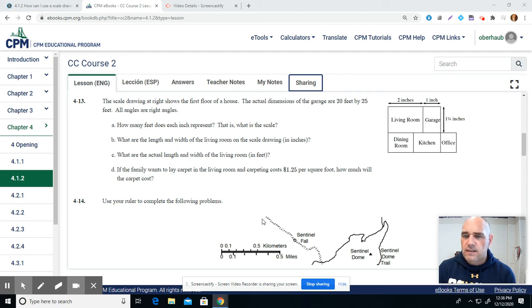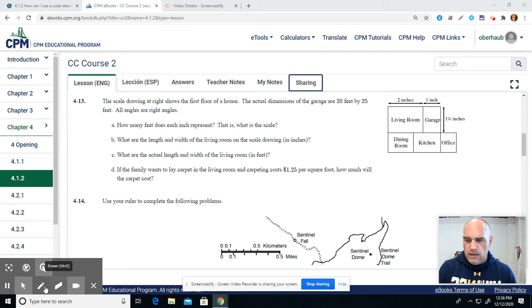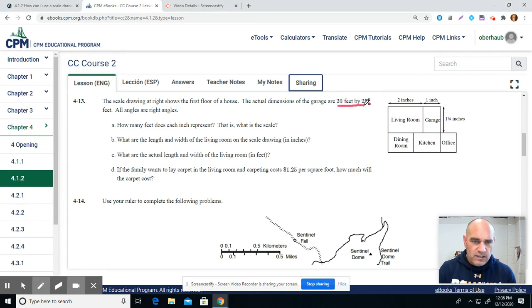Question 13. The scale drawn at right shows the first floor of a house. The actual dimensions of the garage are 20 by 25 feet. All angles are right angles. So here's the garage, and they just told us that the garage is 20 by 25. So this is my garage. That means that this right here must be the 20, and this right here must be the 25, because on the scale, this is the longer side, so this must be the longer side in real life.